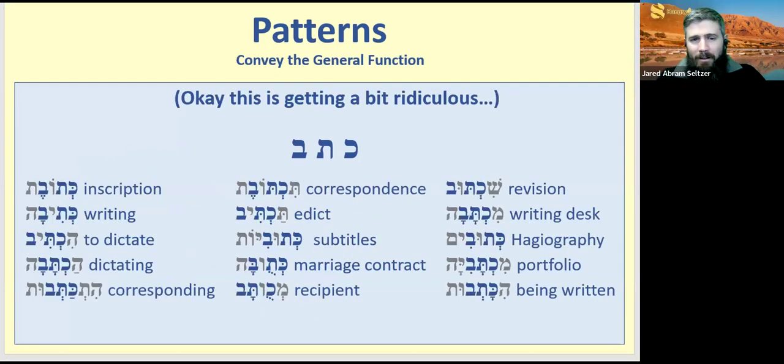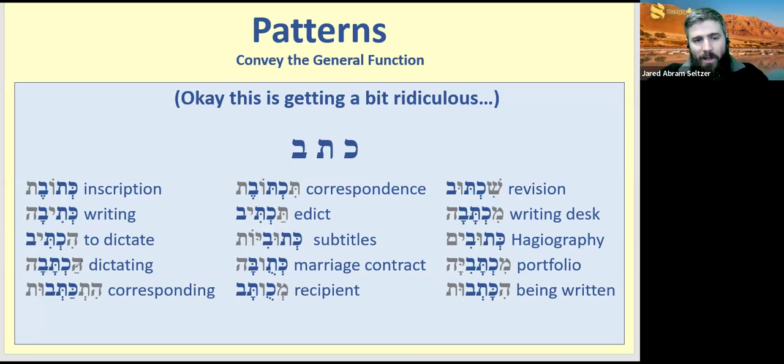All right. This is getting a bit ridiculous. What I'm showing you here is a slew of words that are all from the root kaf, tav, bet. And you can look at how the meaning of the word changes based on its pattern. Tovet is an inscription. It could also be someone's mailing address. Ktiva is the act of writing something. Hichtiv is causative, making someone write, that is to dictate to them.